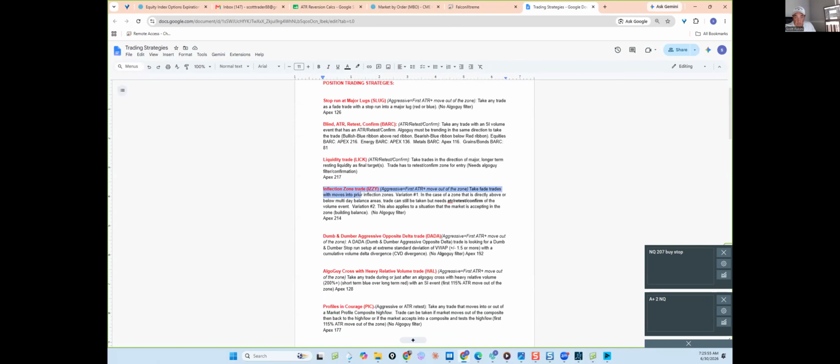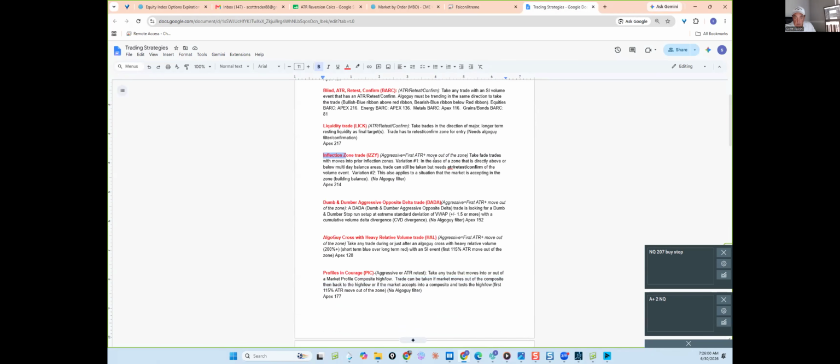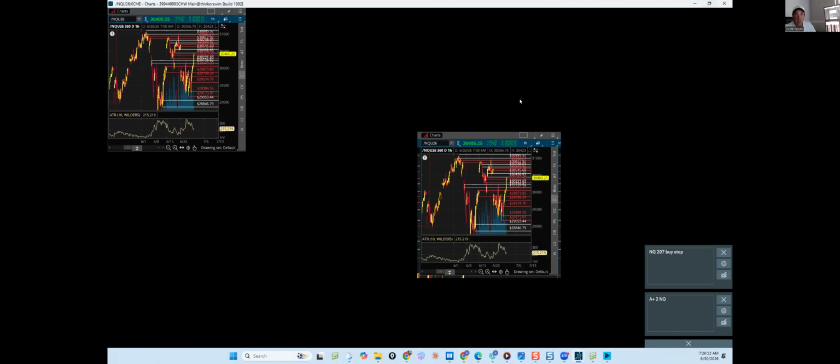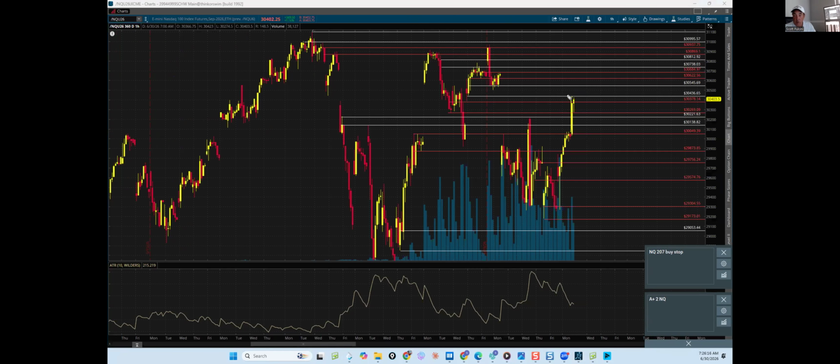Inflection zone trade. I should put TA Tom Alexander because he's the one who taught me the inflection zones. Take fade trade moves into prior inflection zones. And you want to be careful taking them if you're just breaking out of balance. But these are the best inflection zone trades because you get these huge moves. So all the energy is spent moving into these things. And there's no buyers left a lot of times when it gets to these. You don't want to take the first move into them if you're breaking out of a balance area, right?